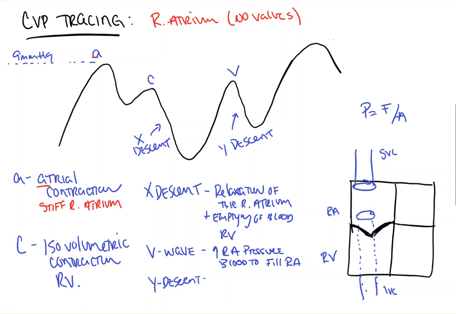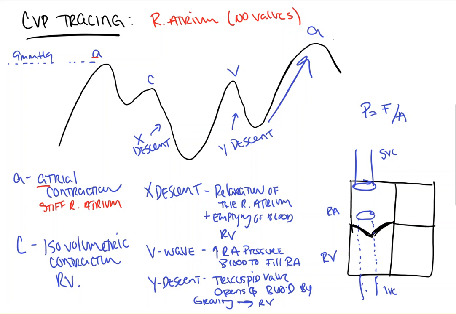And then finally we have our Y descent, and this is where the tricuspid valve opens, I apologize, not the mitral, the tricuspid valve, and blood by gravity falls into the right ventricle. And so the pressure in the right atrium drops. And then you come back up again to your A wave, your pressure spikes again when your atria kicks and contracts. So that's our brief introduction to our CVP tracing.